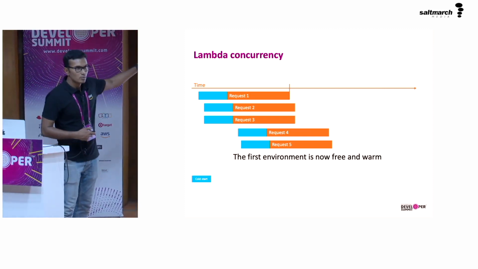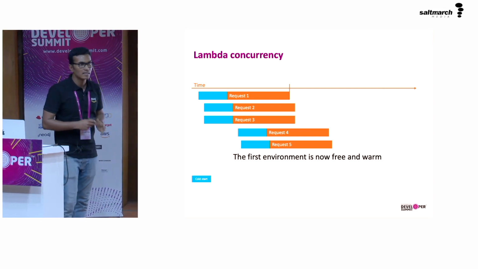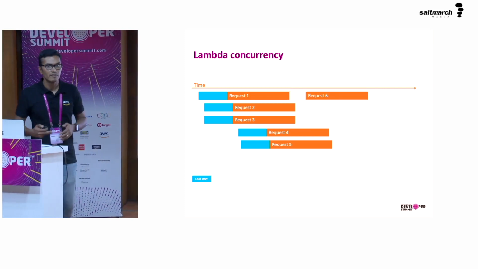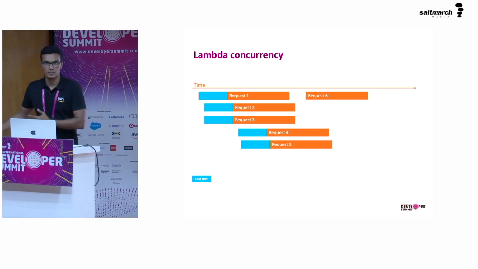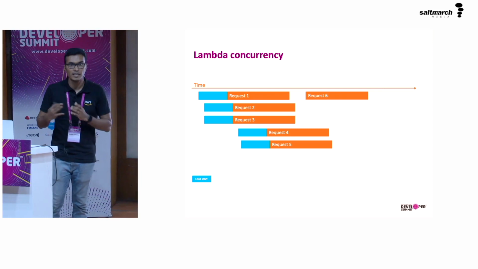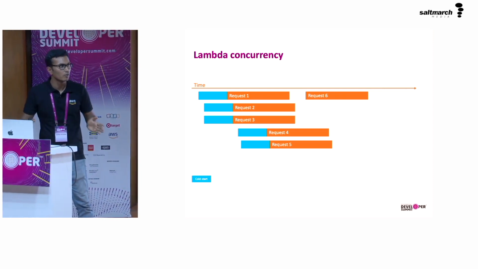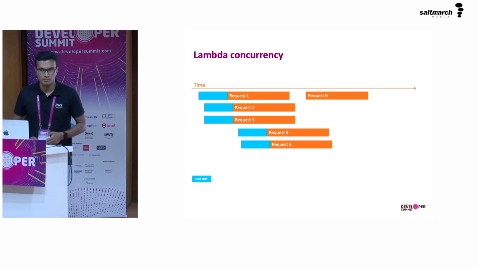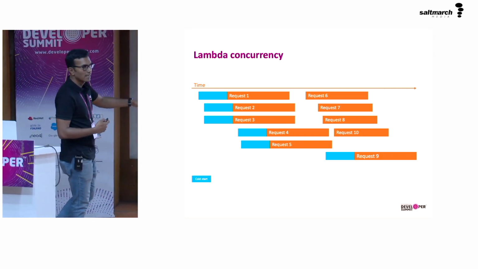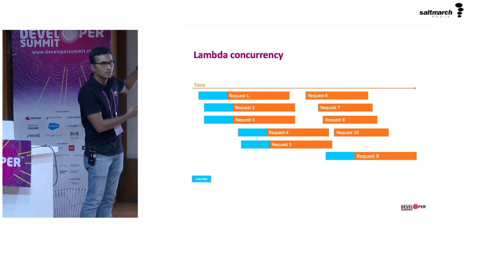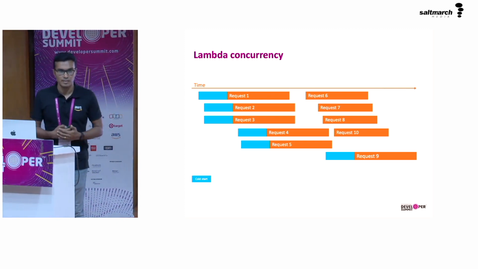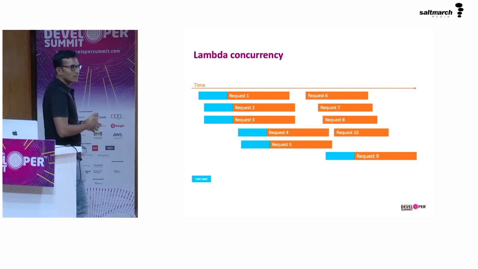But if you notice request 1, it's completed, right? So what that means is that execution environment is now ready to take more requests. So it's kind of warm for you. And if you see that it doesn't have the blue part in it, which indicates that that execution environment is fully warm, ready to handle multiple requests. The same thing happens for the other execution environments. For request 9, while all the other executions are busy, Lambda spins up a new execution environment to handle the request.